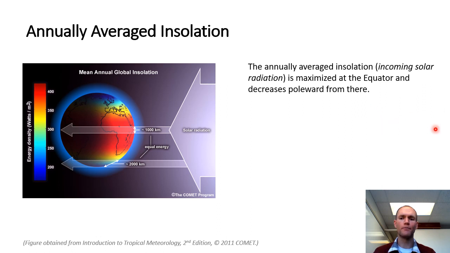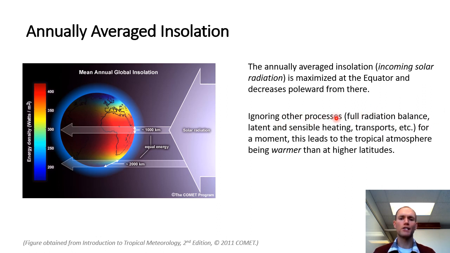So if we ignore other processes for a moment, other elements of the radiation balance, how much comes in and is reflected, how much is absorbed, how much is re-emitted in the form of long-wave radiation, things of that nature, latent and sensible heating associated with phase changes and air touching another surface with a different temperature, as well as transports both horizontally and vertically in the atmosphere. If we ignore all of those for a moment here, this leads to the tropical atmosphere being warmer than at higher latitudes. So we get warmth concentrated near the equator that becomes less warm as you go poleward from there.